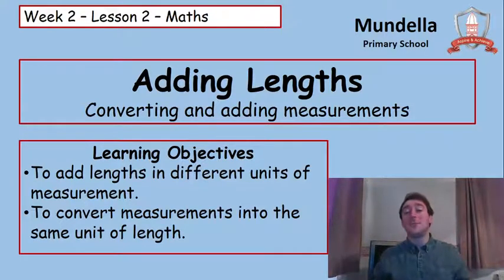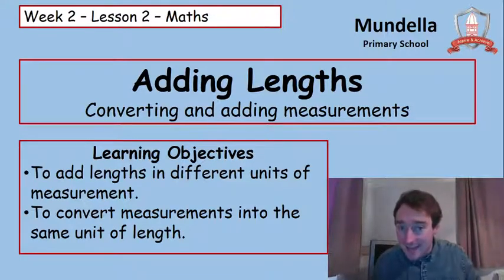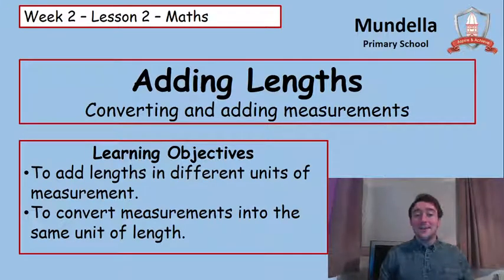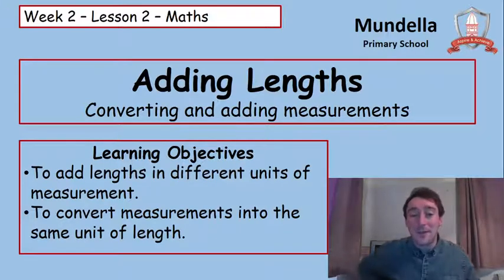So I want you to pause your video now, put your date at the top of your book and then write adding lengths as your learning objective. That's adding lengths. Good. Then unpause the video when you've done that, because we're moving on in 3, 2, 1.